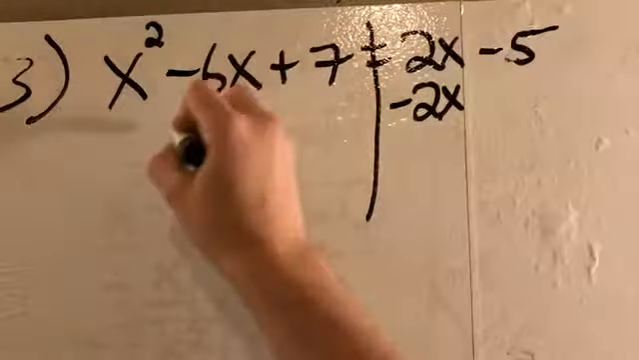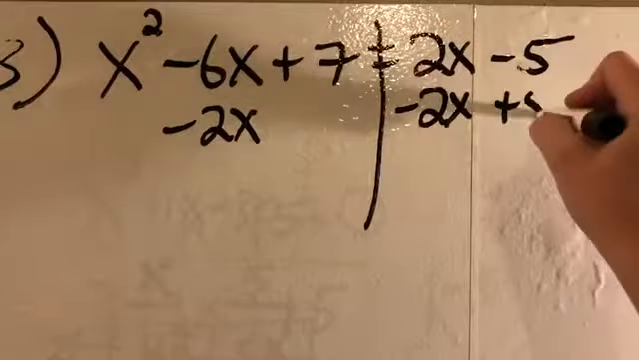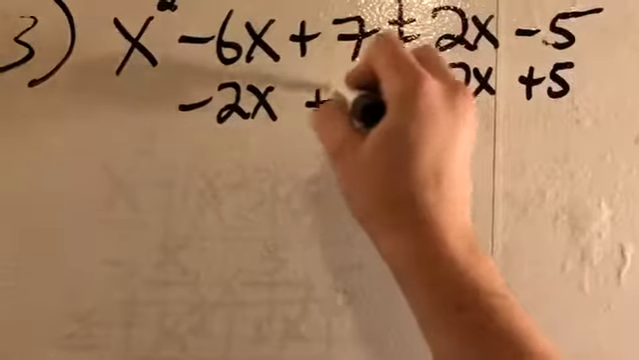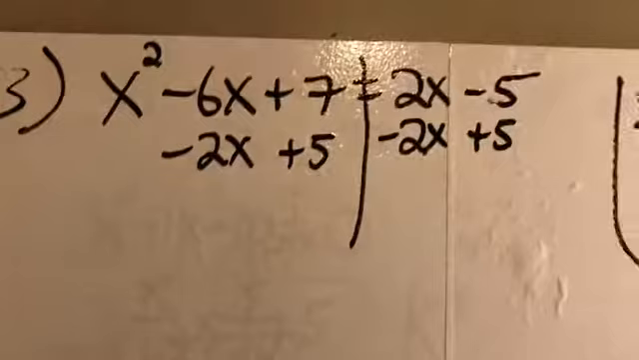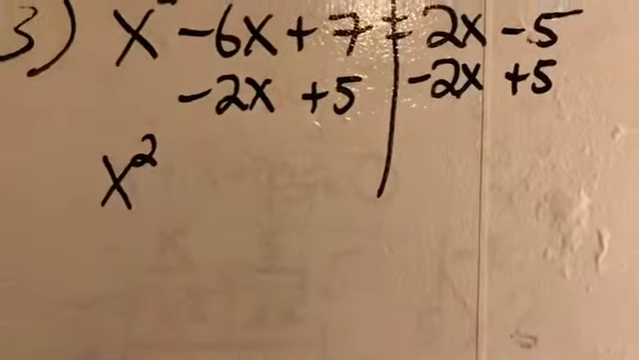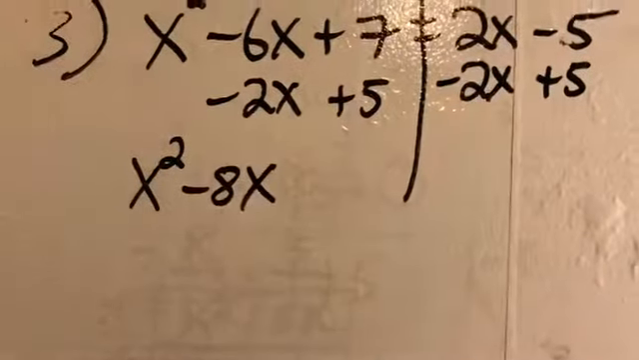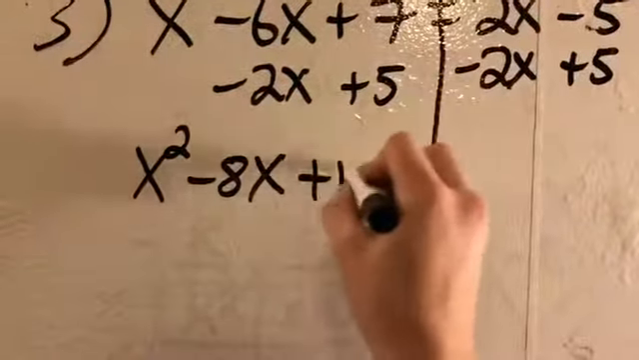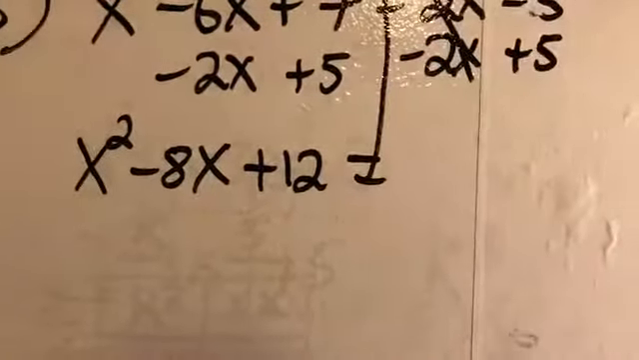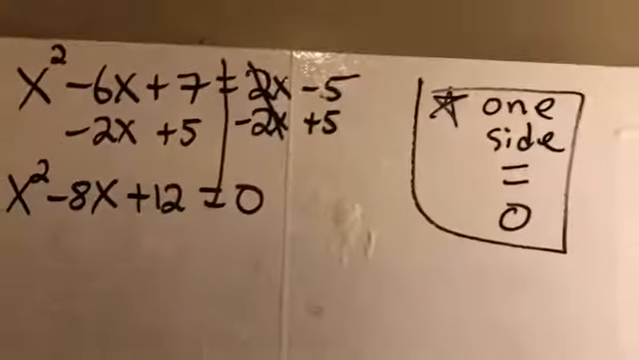If that's a regular x, that will go with my regular x over here. Then I will add the 5, that's the regular number, so I'll line that up with the regular number over here. Nothing's happening to x squared. Negative 6x minus 2x goes down to negative 8x. 7 plus 5 is positive 12 equals 2 minus 2x is 0. Negative 5 plus 5 is 0. So now I'm ready to go.